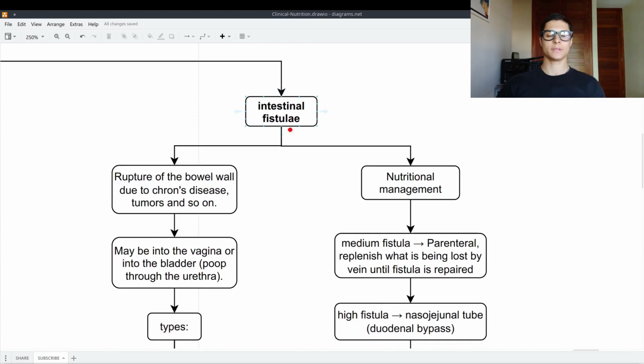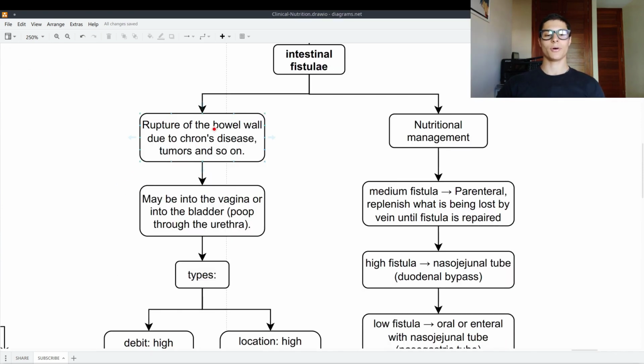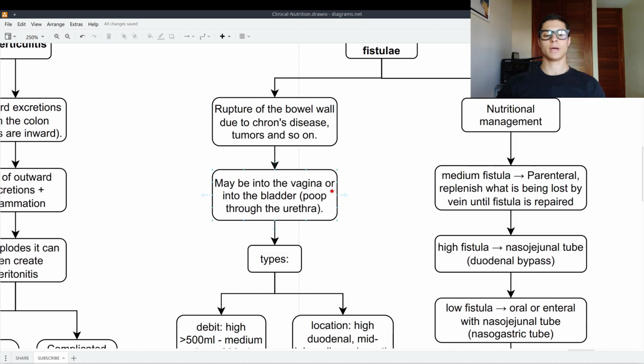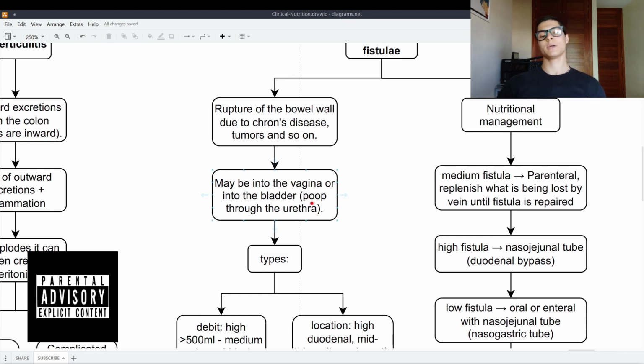Intestinal fistulae: we have the rupture of the bowel wall due to Crohn's disease, tumors, and so on. So basically it's a rupture of the bowel wall that connects with another tissue. It may be into the vagina or into the bladder. That's a little bit disgusting, because that means that stool goes through the urethra.